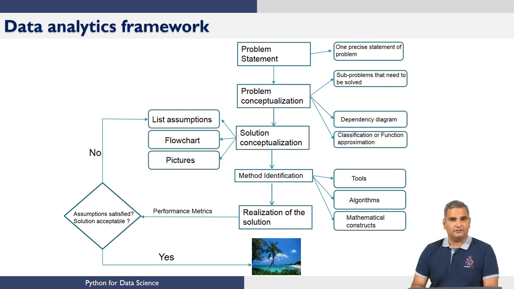In many cases when you are presented with a problem, it is really not obvious exactly what data science problem you need to solve. So, in those cases you have to think about some notion of problem conceptualization, breaking down a very loosely worded problem statement into multiple smaller problem statements, and then identifying what type of problems they are, either classification or function approximation problems.